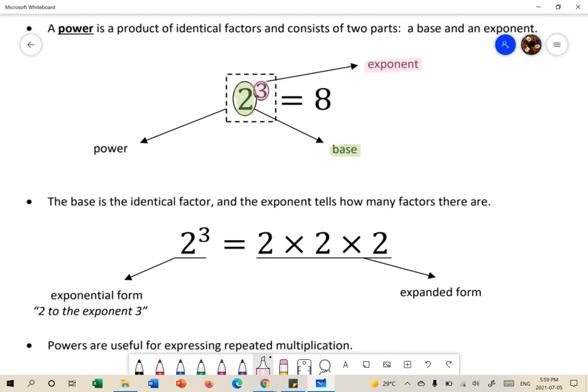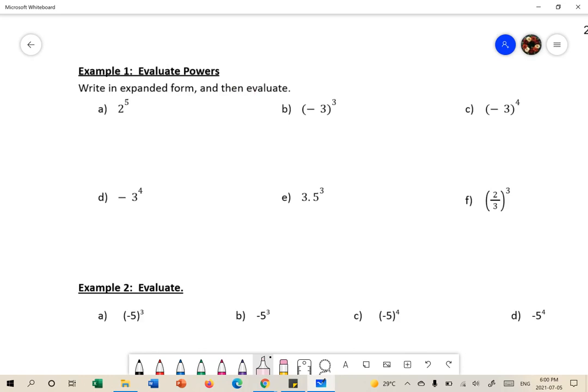Okay, so in exponential form, we present it with an exponent. In expanded form, we write it out. What does 2 cubed actually mean? It means 2 times itself 3 times. Let's practice writing these powers in expanded form. 2 to the power of 5 is the same as 2 times 2 times 2 times 2 times 2, which is equal to 32.